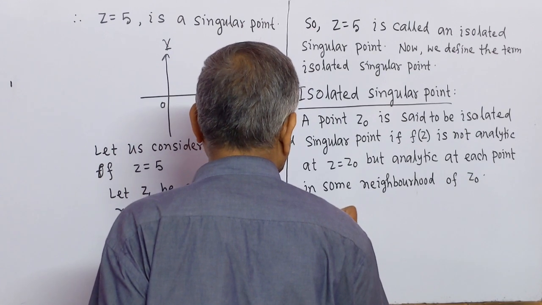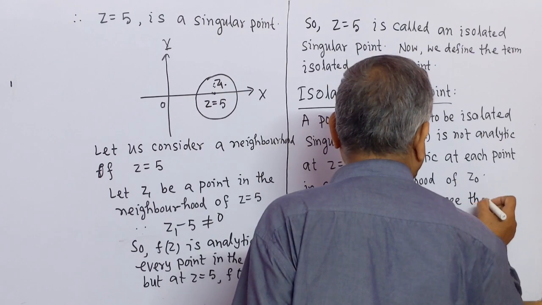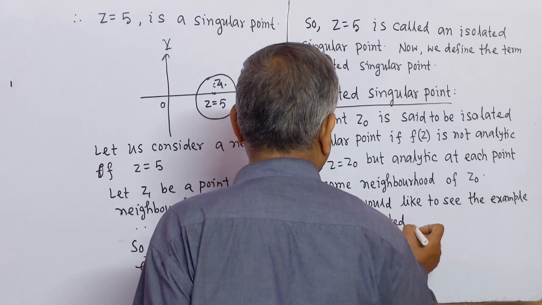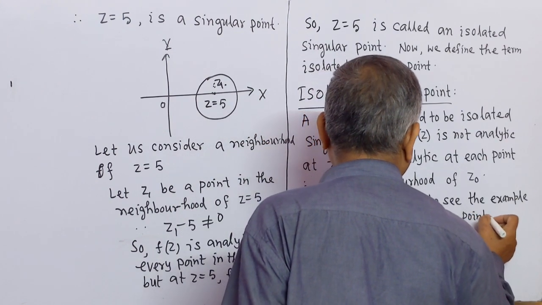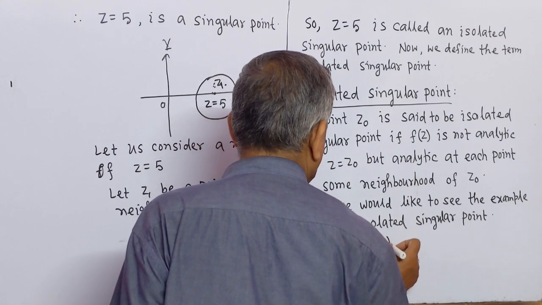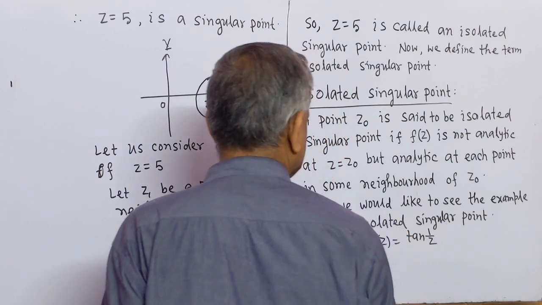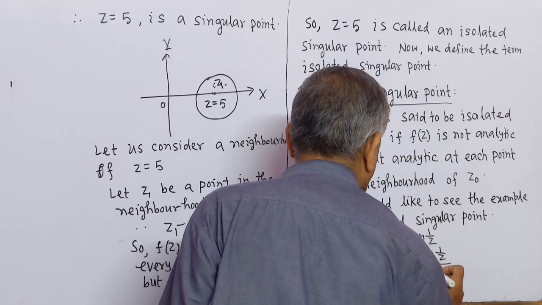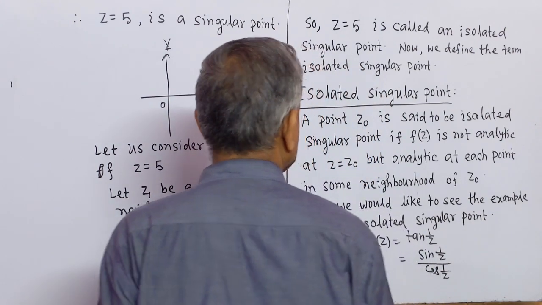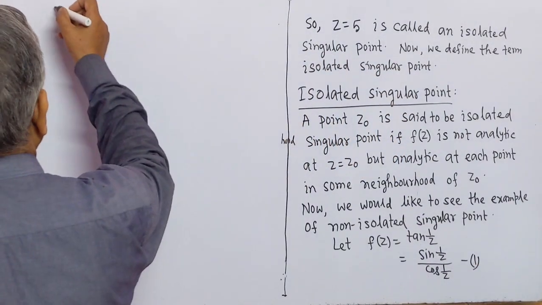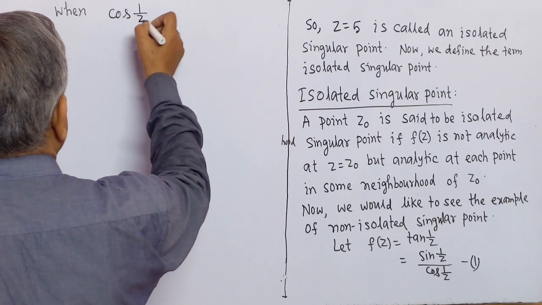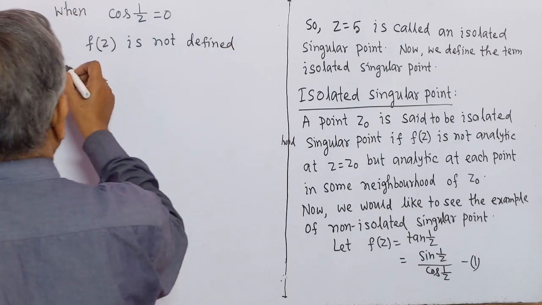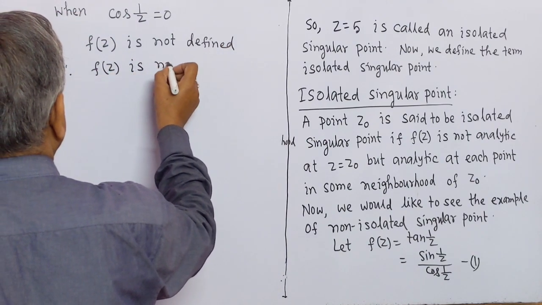Now we would like to see an example of a non-isolated singular point. Let f(z) equal to tan 1 by z, and this equals sin 1 by z by cos 1 by z. Let this be number 1. When cos 1 by z equal to 0, f(z) is not defined. Therefore f(z) is not analytic.